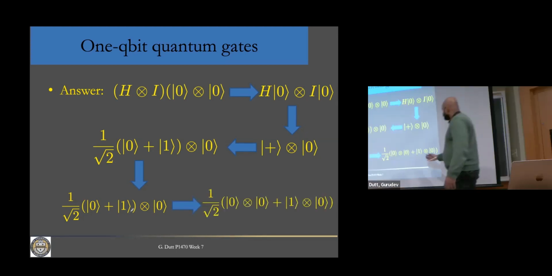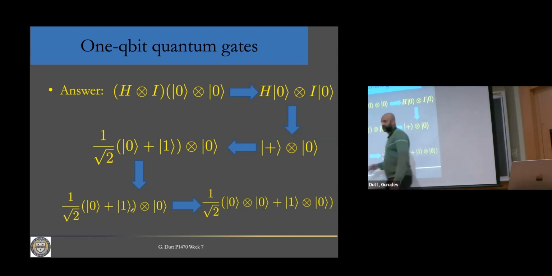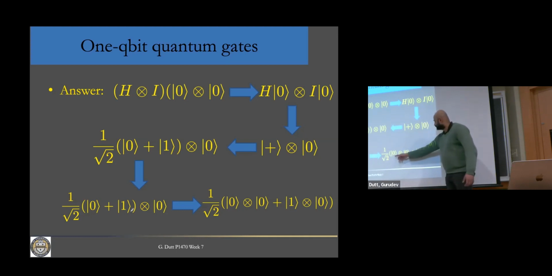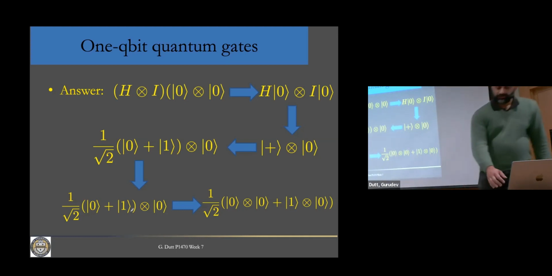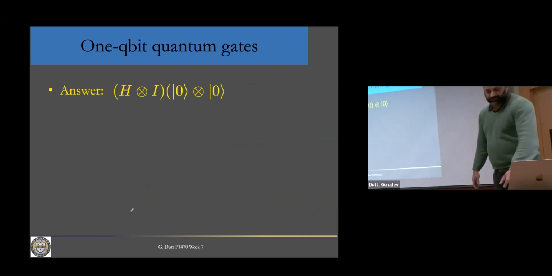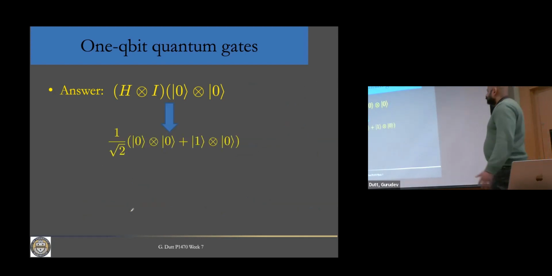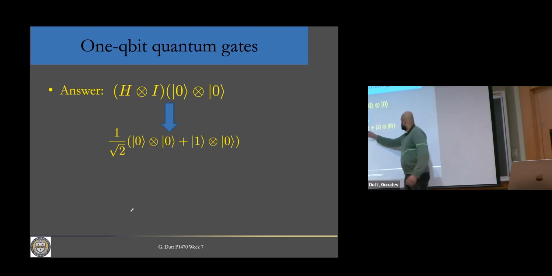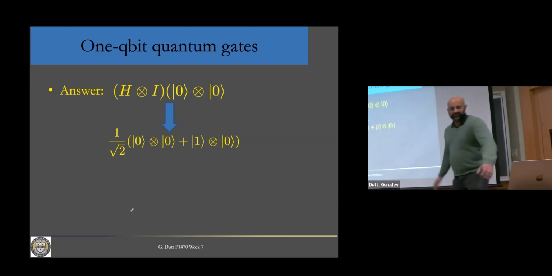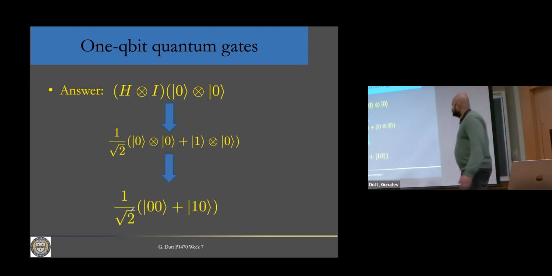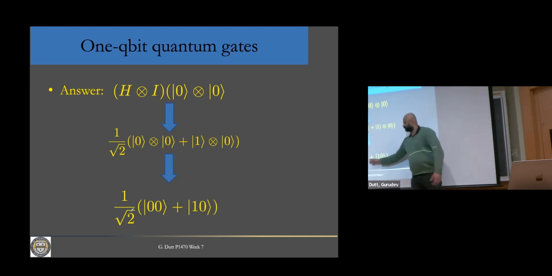Now I'm going to take this tensor and work it into the brackets. So that's 1 over root 2, 0 tensor 0 plus 1 tensor 0. Let's write that state on the next slide: 1 over root 2, 0 tensor 0 plus 1 tensor 0. And that is just our notation, 1 over root 2, 0 0 plus 1 0.